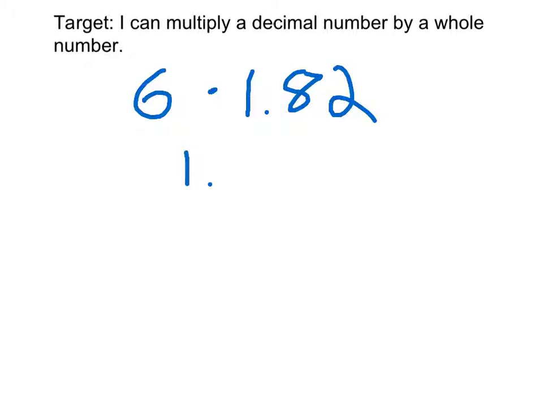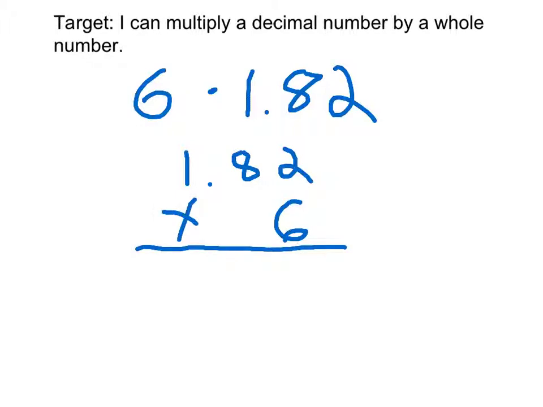So I'm going to put 1.82 on the top, because it has more digits, and then 6 on the bottom. Notice I'm not lining up the decimal point because you don't have to do that when you're multiplying. And we are multiplying. I'm going to do 6 times 2 is 12. Put the 2 down here, carry the 1. 6 times 8 is 48. Add 1, 49. Plus 4 up here. 6 times 1 is 6.